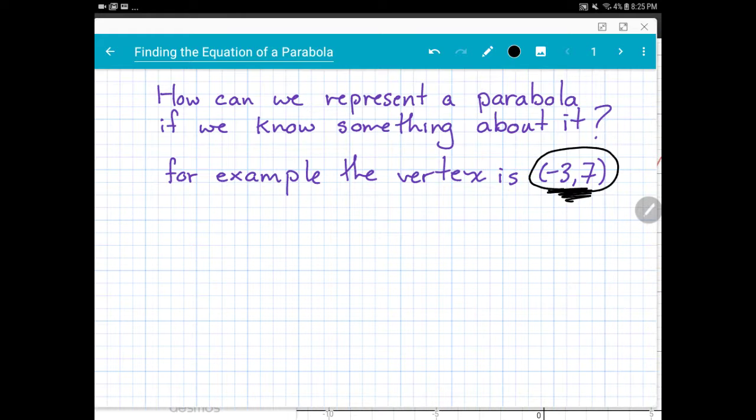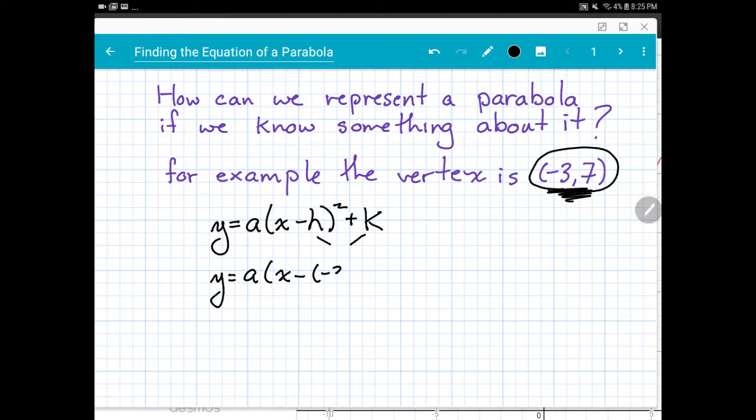And from our previous explorations and courses, we know that when you know the vertex, you can use y equals a(x minus h) squared plus k to define the quadratic function. Now, what we know is that we can plug in for h and k the vertex. So let's do that. We get y equals a(x minus negative 3) squared plus 7. We could simplify this a little bit by writing it like this: y equals a(x plus 3) squared plus 7, two negatives making a positive.